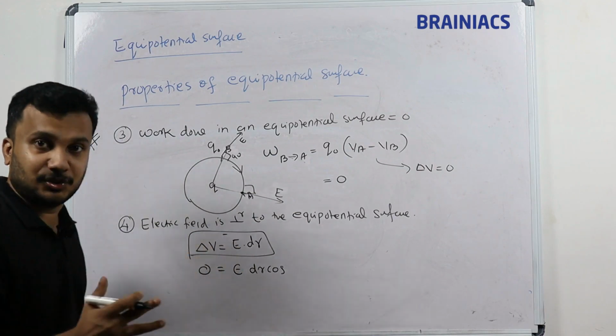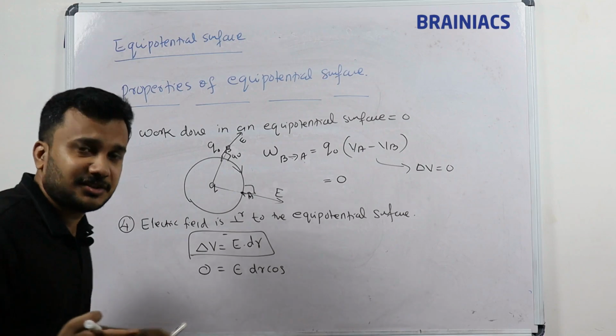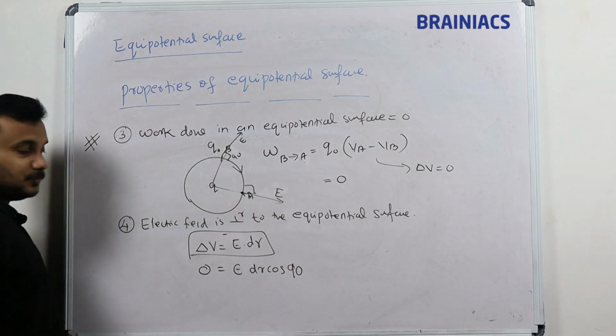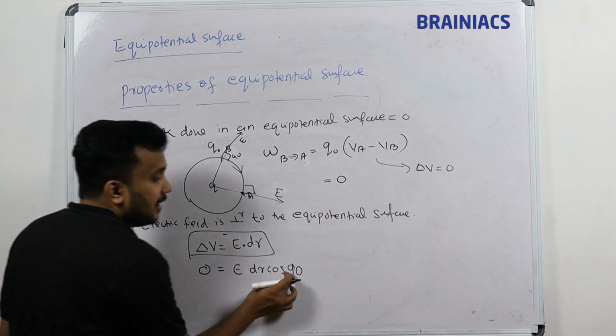Electric field is not 0 because the charge is already present there. If charge is there, then electric field will be there. Then how is it 0? Here it should come with 90. Cos theta is coming, since we are expanding the dot product. So E dr cos 90.